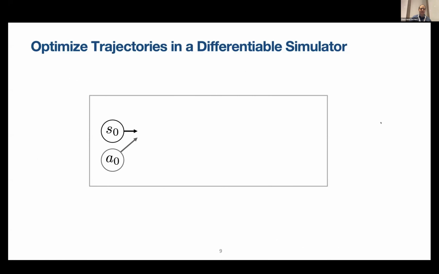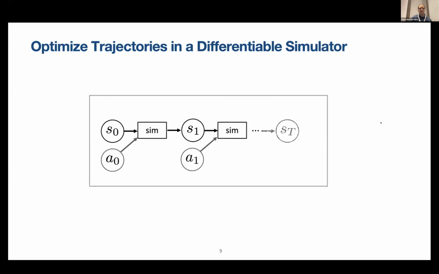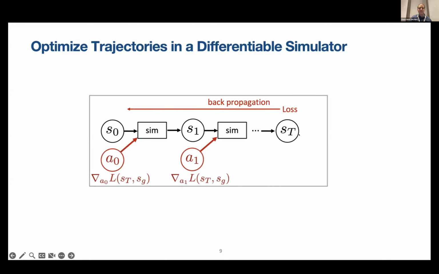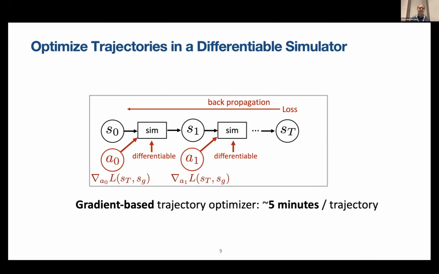So given some initial state and some proposed action, we can run this through the simulator to get the next state, continue with the next action until we reach the final state. We can then compare this final state to the goal. And because the simulator is differentiable, we can backpropagate all the way through to all of the individual actions and optimize those. So the key here is that the differentiable simulator allows us to backpropagate through to the actions throughout the trajectory.